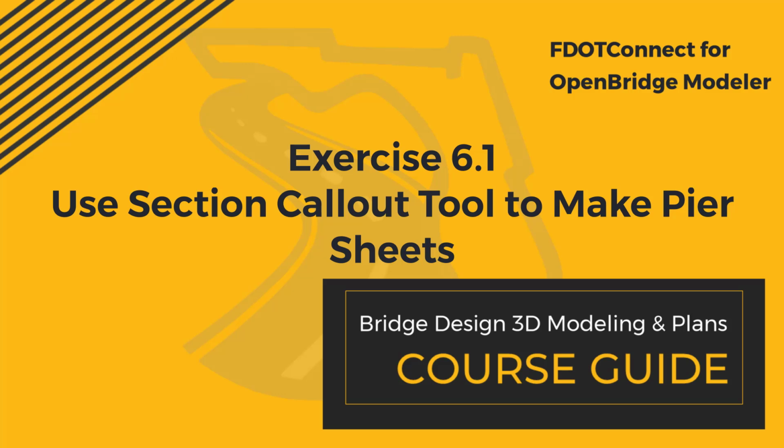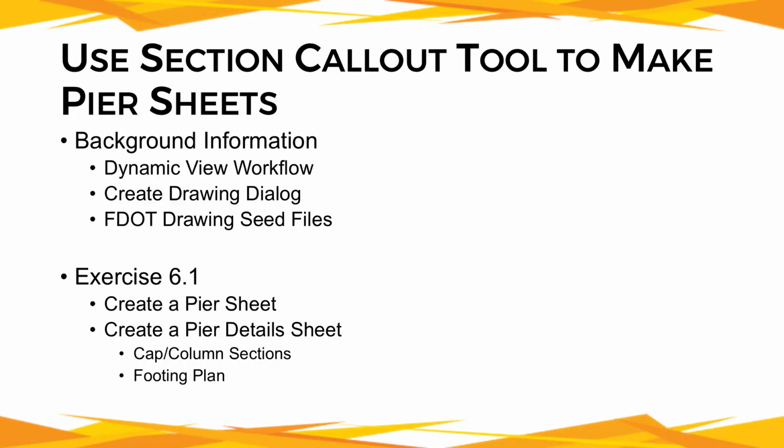In this video, we will be covering exercise 6.1 from the Bridge Design 3D Modeling and Plans course guide. This exercise demonstrates how to use the section callout tool to make pier sheets. Let's get started. First, we'll go over some background information that will help us understand some of the tools and processes that will be used in the exercise.